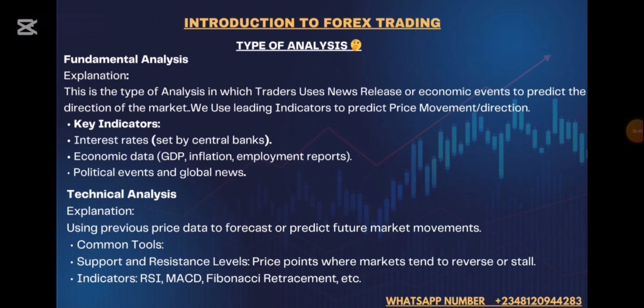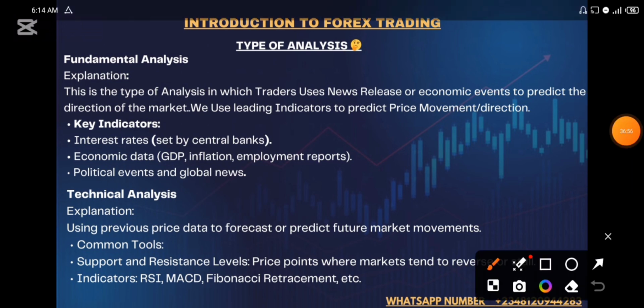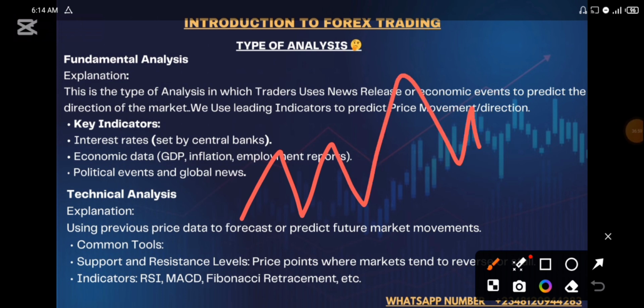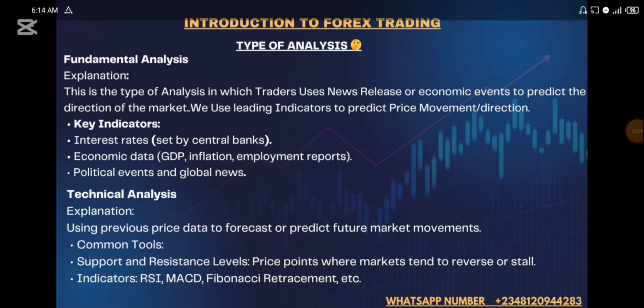So technical analysis is simply using previous price data to forecast or predict price movement in the market. So we use what the market has done in the past. Remember, when I say market, this is what I'm talking about: all these things you see when the market is moving like this. You can use this past movement to dictate what the market will do here. You understand? That's simply what it means.